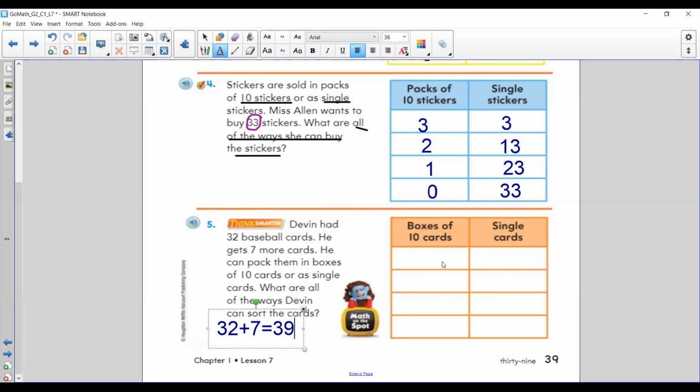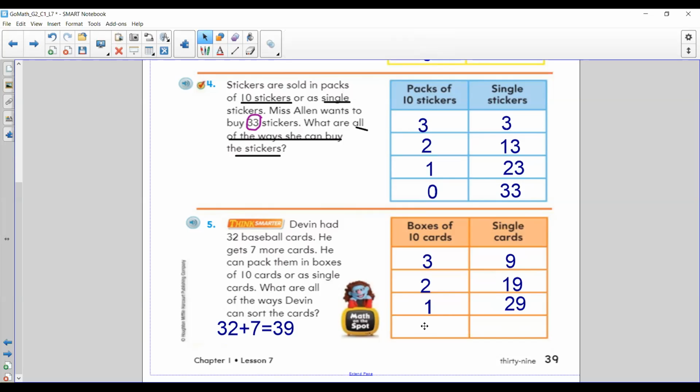So as we were going through, we started out with 39, which could be 3 boxes of 10 and 9 singles. And then we take a 10 away and we're left with 2 10s and 19 singles. Then we take a 10 away and we're left with 1 10. But remember, we add those 10s over to the singles and we're at 21.